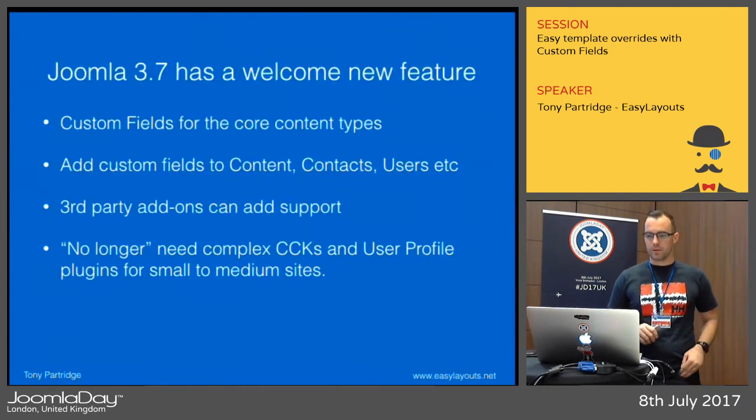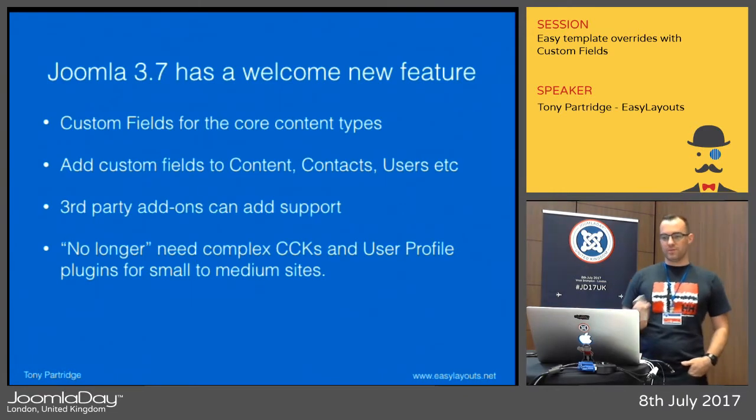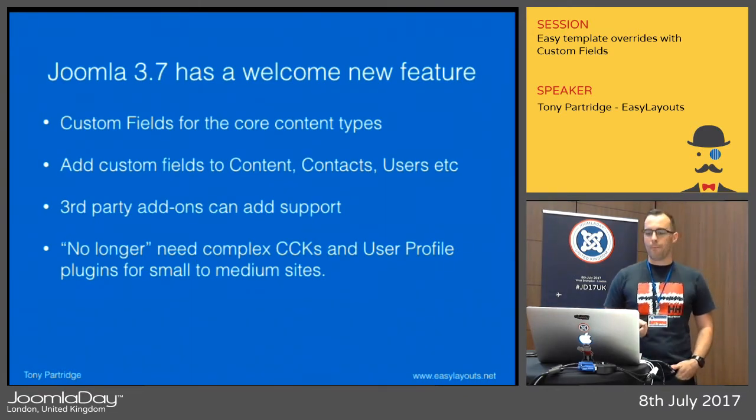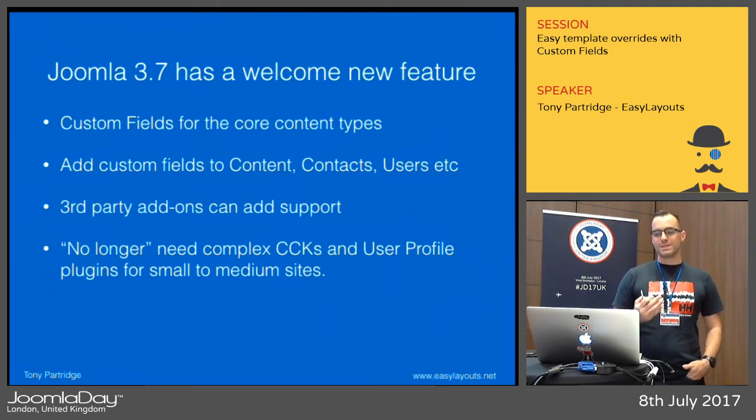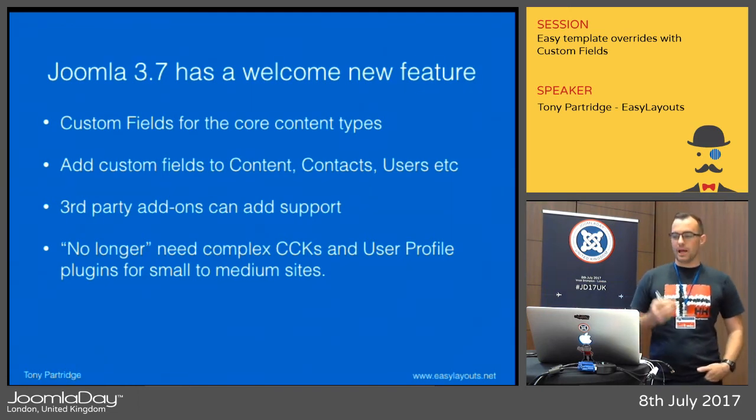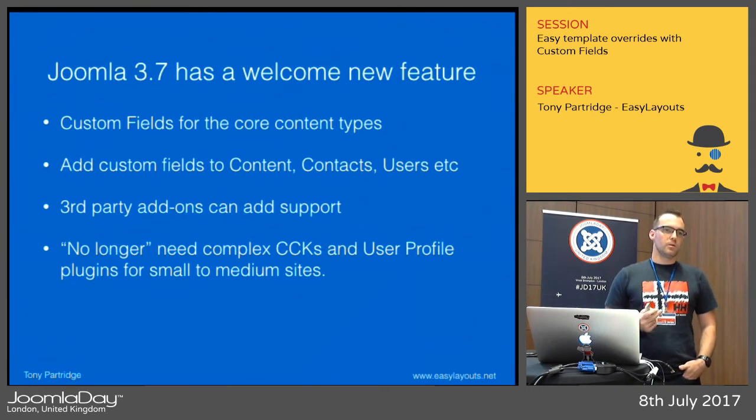Everyone can do it. Joomla 3.7 has a welcome new feature: custom fields for core content types. Add custom fields to content, contacts, users, and so on. Third-party add-ons can add support. No longer is there a need for complex CCKs and user profile plugins for small to medium websites. For example, the majority of people who are building websites only need custom fields or a CCK for something like a portfolio or a user directory. Something simple, with hundreds, maybe even thousands of pages, but not tens of thousands. So something that you can now manage in the core.